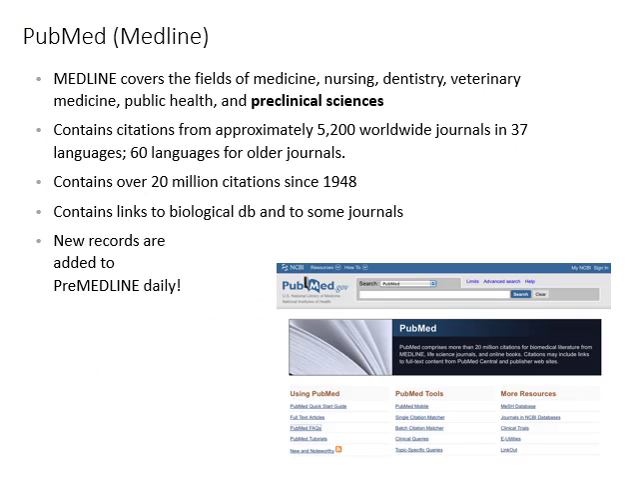So this is one of the database established by NCBI, PubMed. Now, PubMed or Medline. Medline cover field of medicine, nursing, dentistry, preclinical sciences, etc. And it contains citations of approximately 5,200 worldwide journals in 37 languages and 60 languages for older journals also. So it contains over 20 million citations since 1948. So if in future, whenever you want to search for the particular research article, you should go to PubMed website or PubMed homepage and search for the articles.